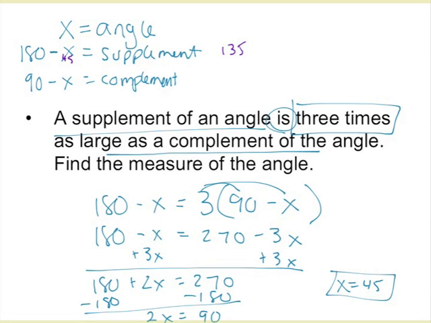I can plug in what I got for x and find our complement is 45. Okay? So make sure that you reread a word problem or directions when you think you're done so that you know that you actually did everything you have to do. Otherwise, you'll lose a lot of half points on the homework if you're missing parts of the answers. Okay. Questions?